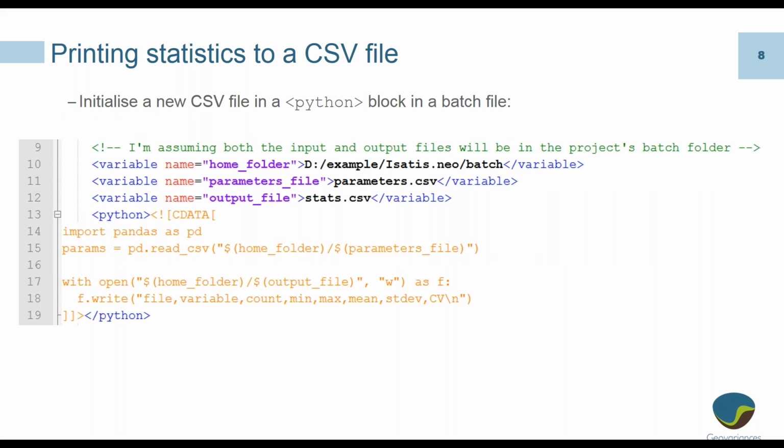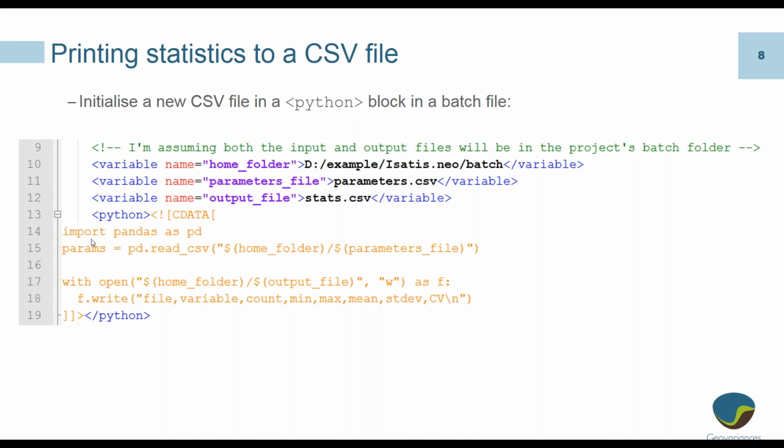So how does this look? Once again, I'll show pretty much all the details here. First, initializing a new CSV file. This is a batch file screenshot. I'm assuming that I've got a parameters CSV file to say which variables or domains I want to calculate the statistics for, very much like the first example in this talk. I'll loop over them, having read them into a pandas data frame. Then an output file for stats.csv.